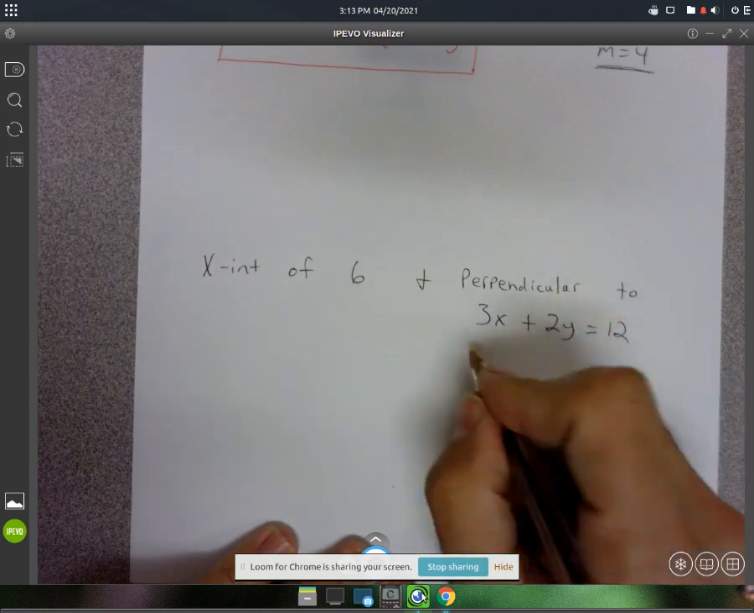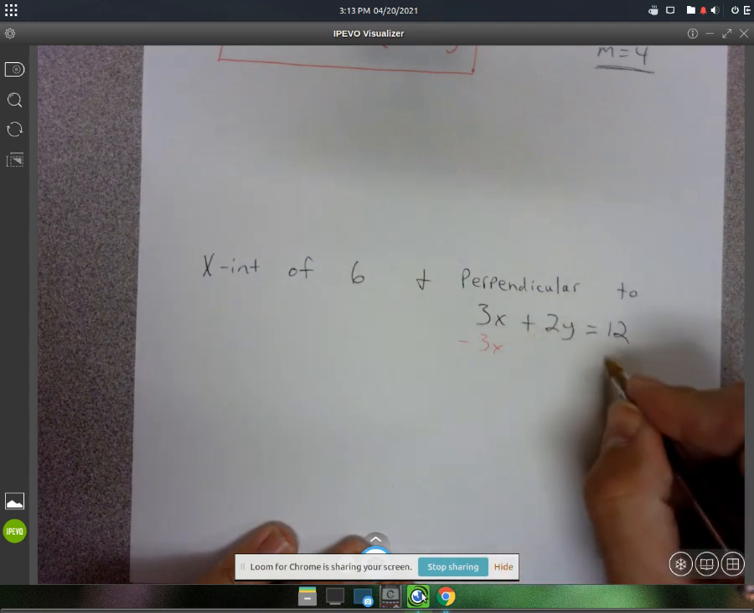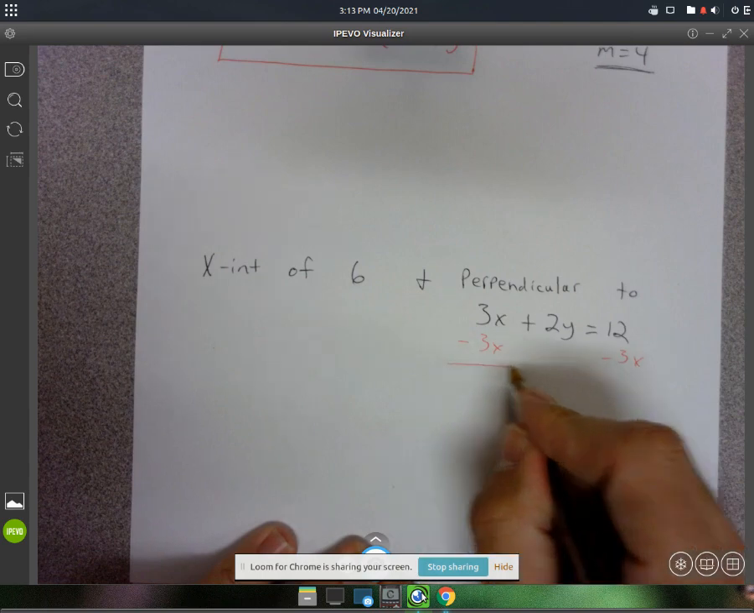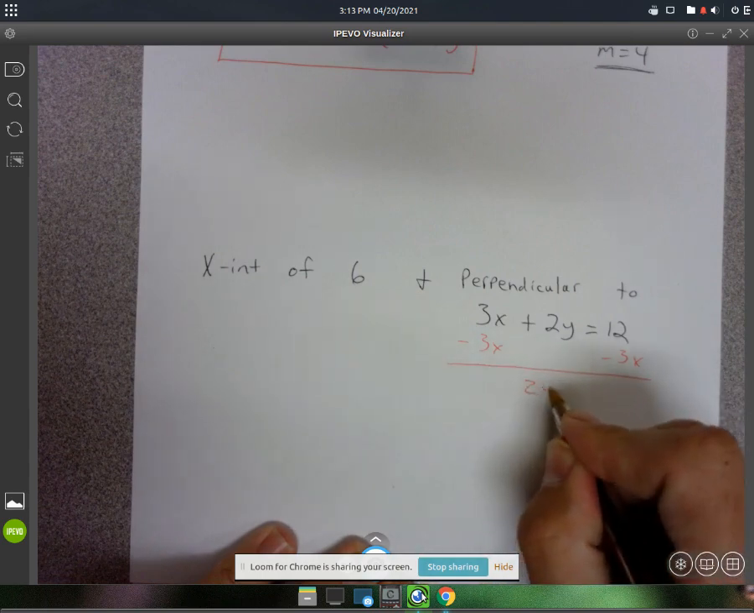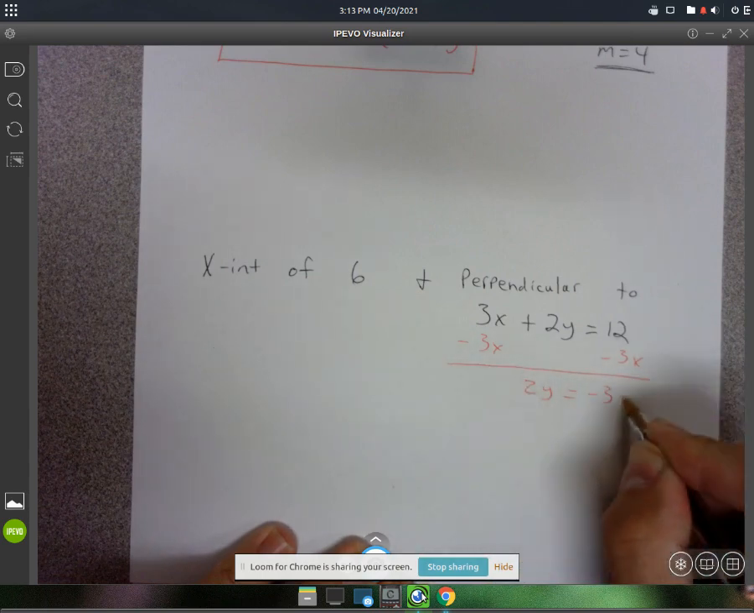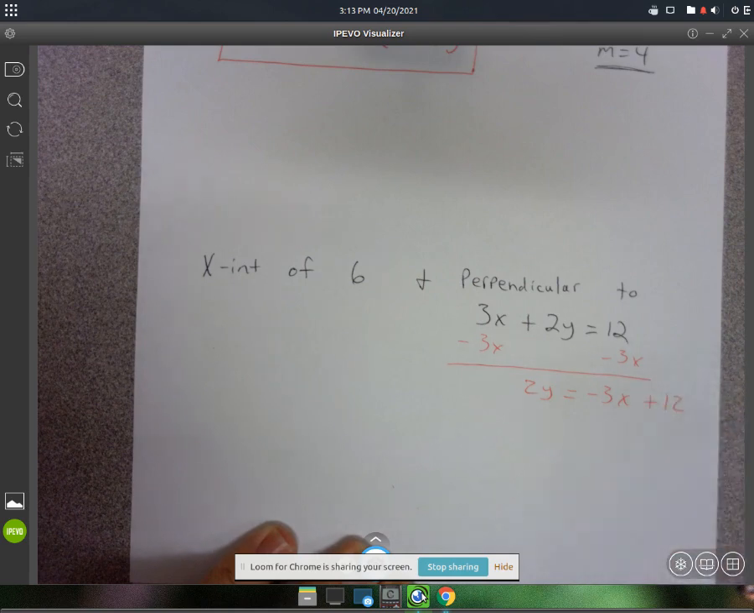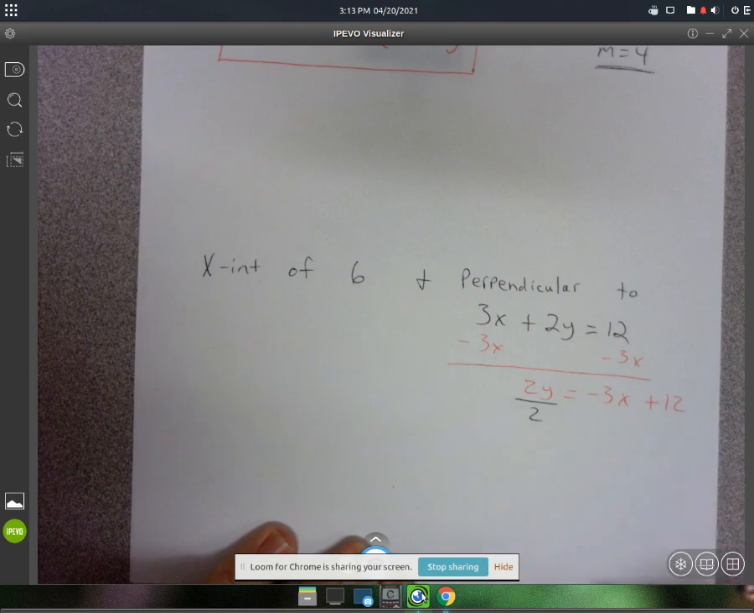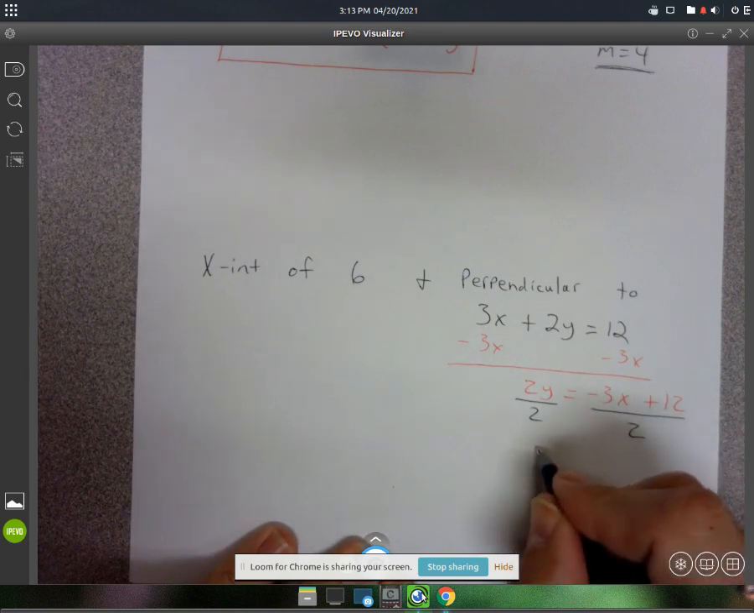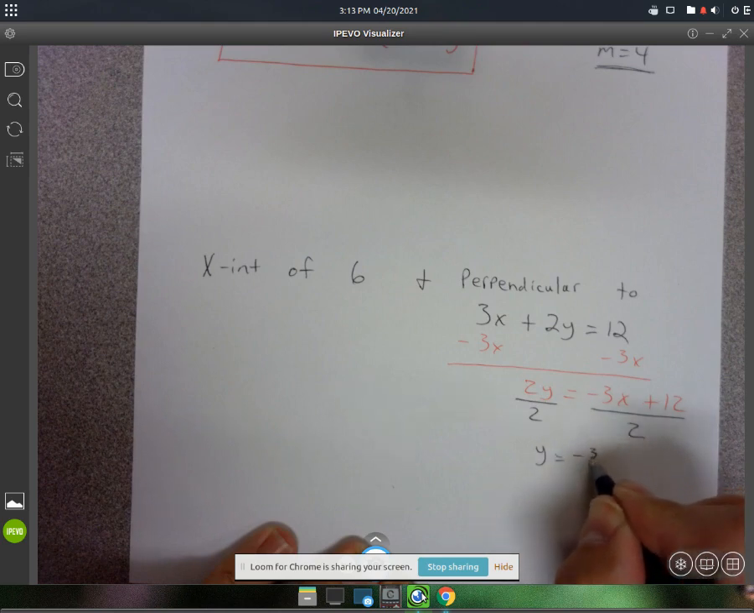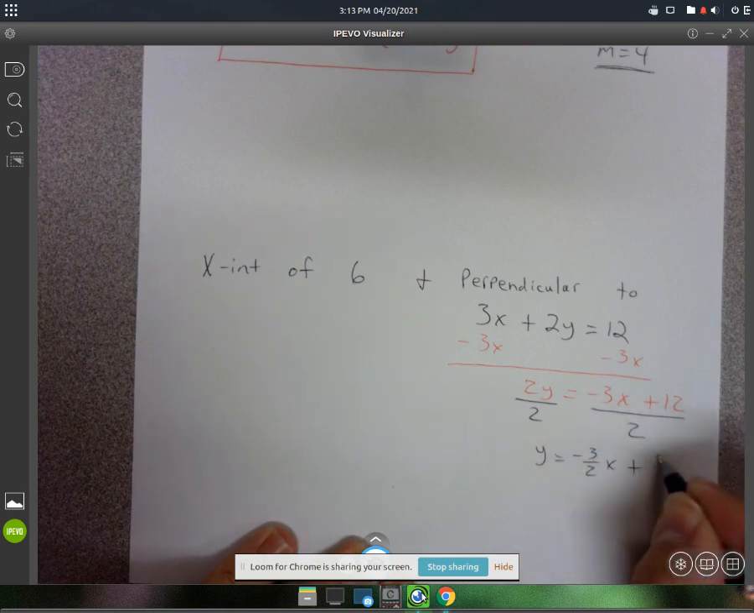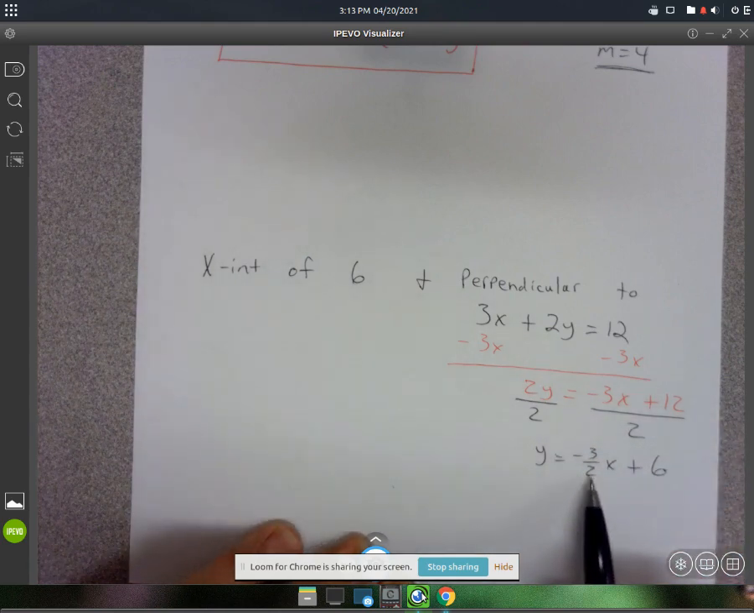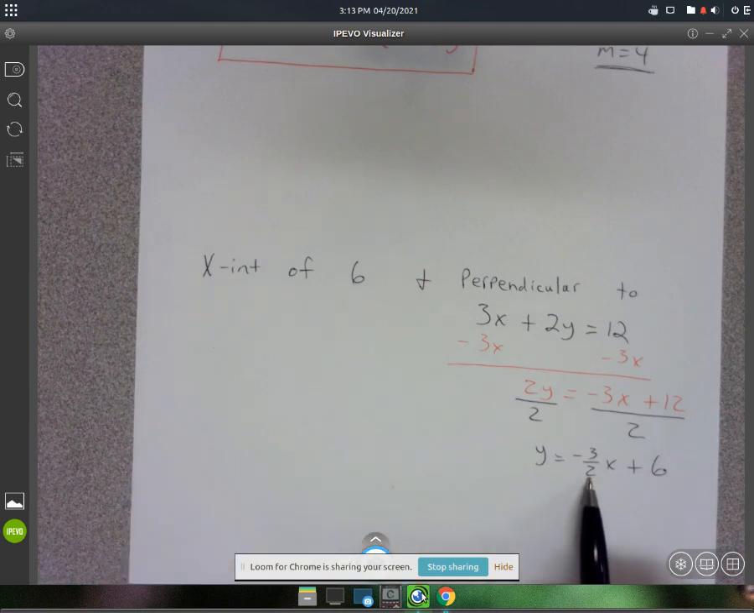So move the 3x over. I got to figure out my slope. That's going to give me 2y is equal to negative 3x plus 12. And then divide by 2. Divide by 2. All right, y equals negative 3 halves x plus 6. This is the only part I cared about, though, was this 3 halves.